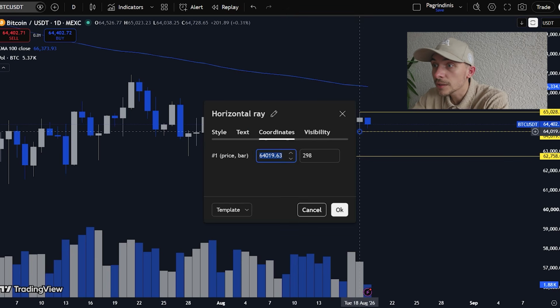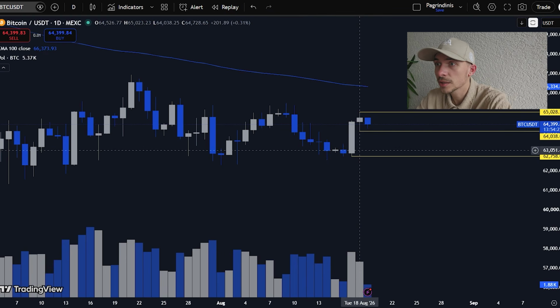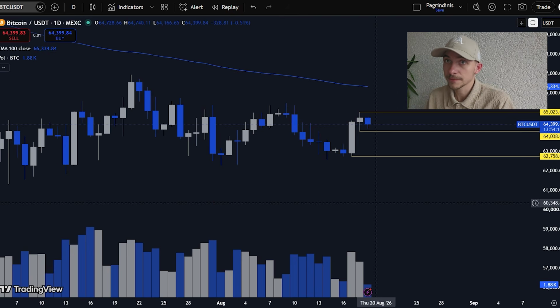We have the lowest part, which is how much it was, the lowest, 64.38. Okay, and the highest one is 65.023. Oh, it was almost there. So basically this is a daily bias. What you're doing is marking the highest point and the lowest point of the previous day.